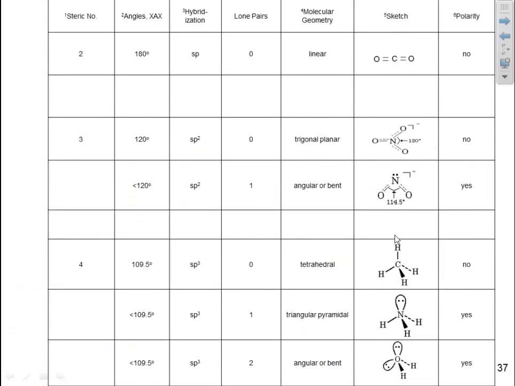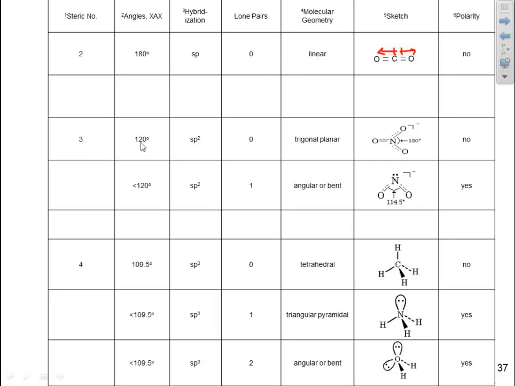Here's the table I told you about. Pretty much I have everything in order now, so you can see the steric number, 2, 3, 4. I have the angles associated with that steric number, the hybridization, and the geometry. So you can see with steric number 2, we're going to have a linear arrangement, and then we talk about the polarity is nonpolar because what you have here is your vectors pulling in opposite directions.